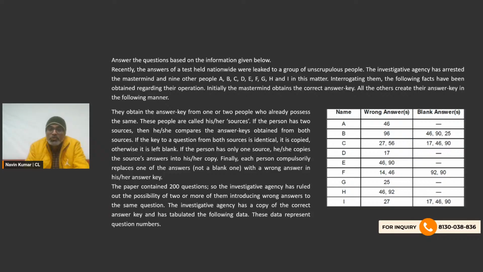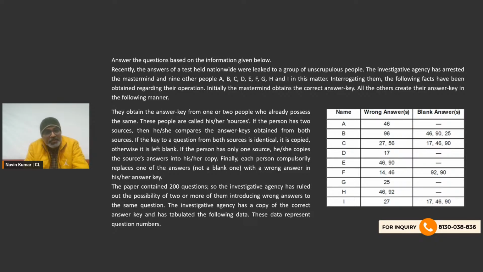If the person has 2 sources, then he or she copies the answer keys obtained from both the sources. If the key to a question from both the sources is identical, it is copied, otherwise it is left blank. If the person has only 1 source, he or she copies the source's answer into his or her copy. Finally, each person compulsorily replaces one of the answers, and that's not a blank one, with a wrong answer in his or her answer key.